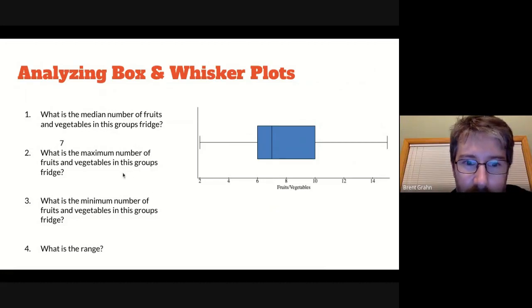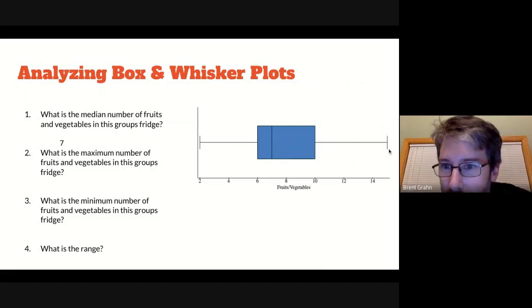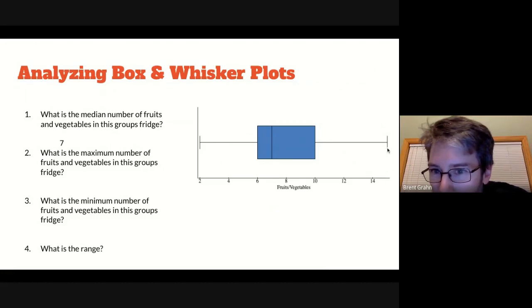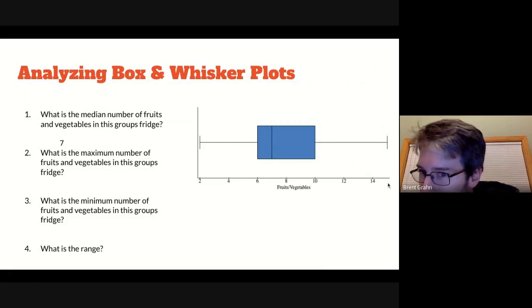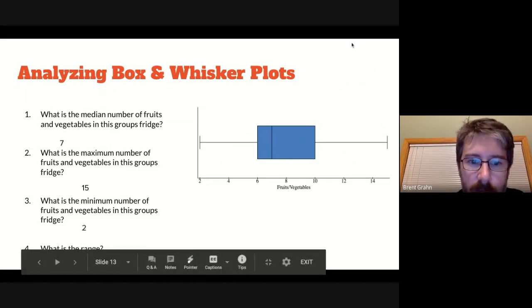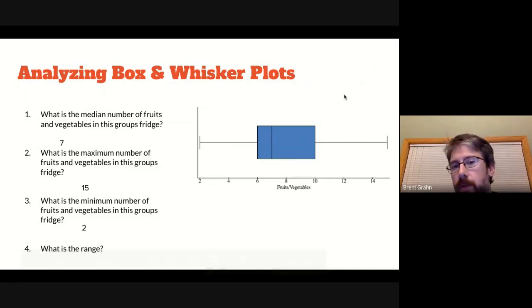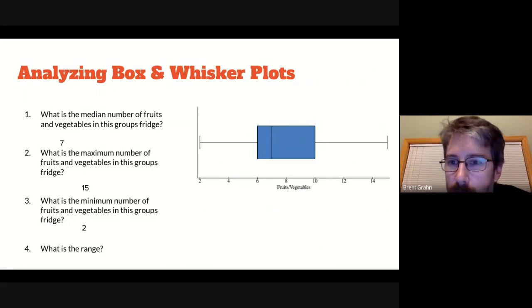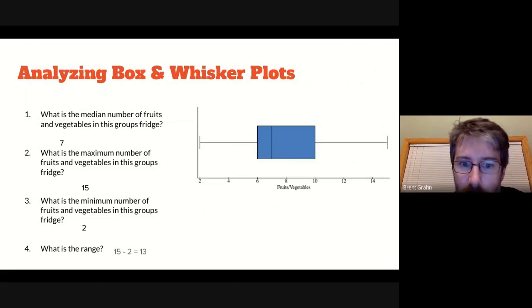Maximum number of fruits and vegetables in this group's fridge would be over here. I think it stopped after 14, so that must be 15 right there is what I'm going to say. Minimum number, well, that's the one all the way to the left, and that is 2. And then the range. Now this one you do have to do a little bit of math. So the max is 15, the min is 2, so our range is 15 minus 2, which is 13.